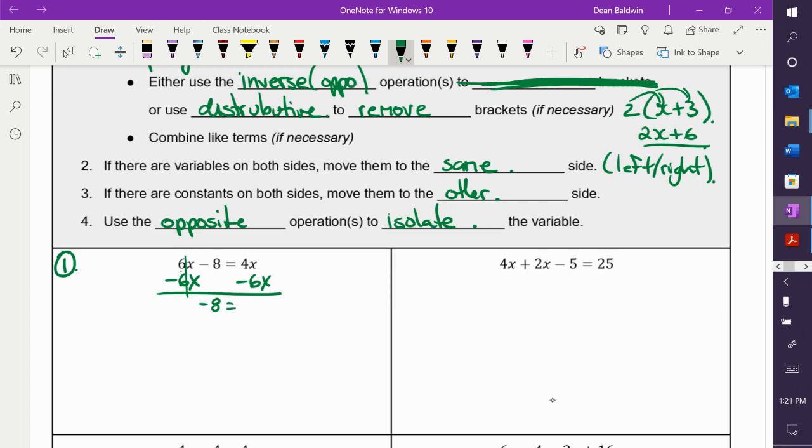-2 what? No x, because x minus x is... No what? The x's, when you're combining like terms, the variable stays the same. It's just the coefficients. Okay? So 4 minus 6 is -2. Okay. What do I do now?